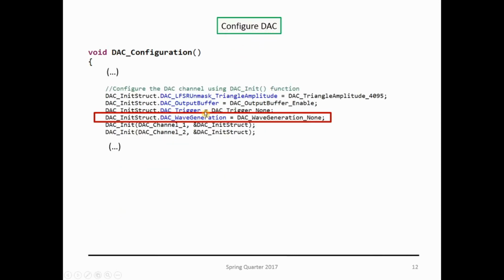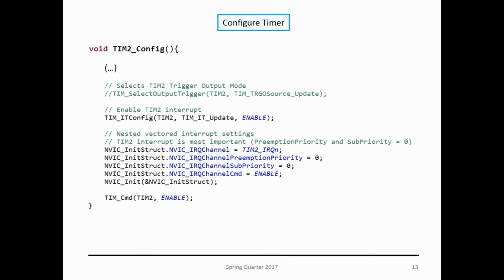So let's look at the DAC. The only difference is exactly the same as the previous code: I put wave generation none, so I don't generate any triangle or noise wave. In terms of timers, I comment out the trigger source and add the interrupt routine stuff.